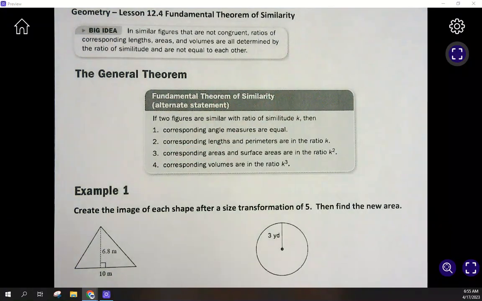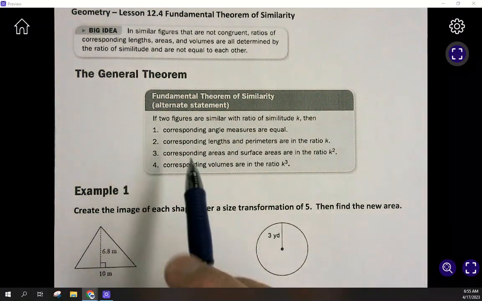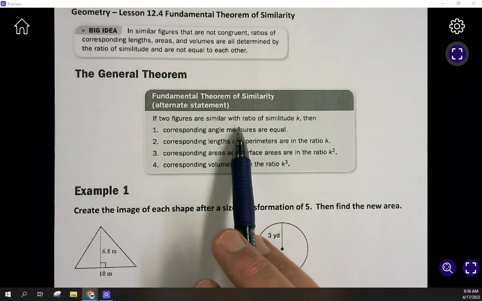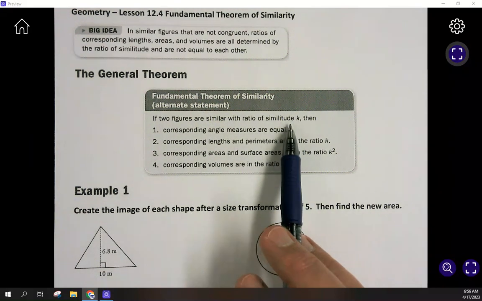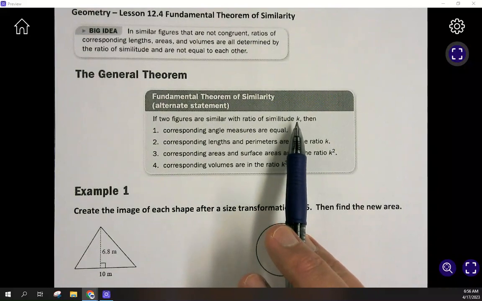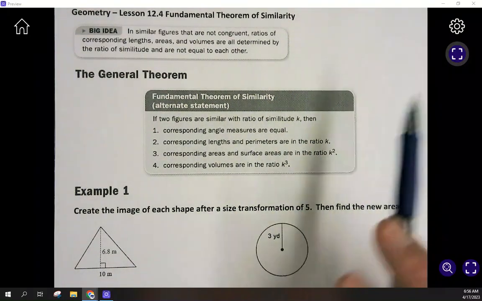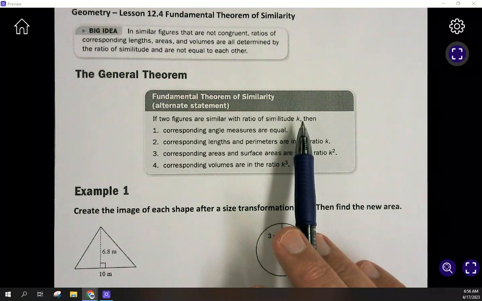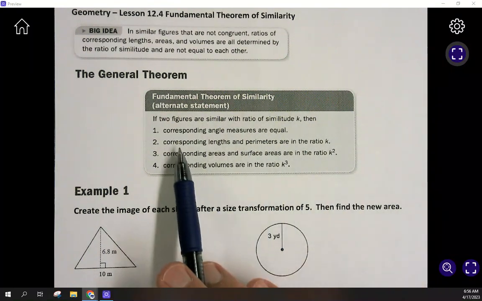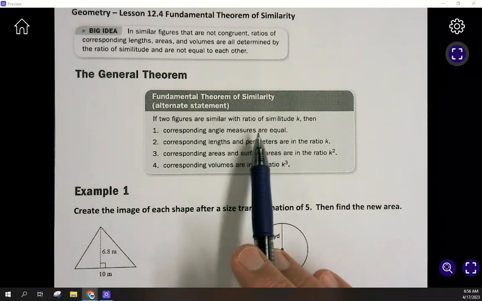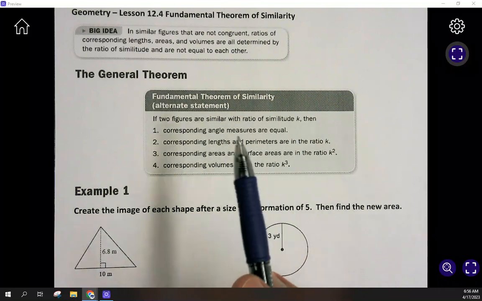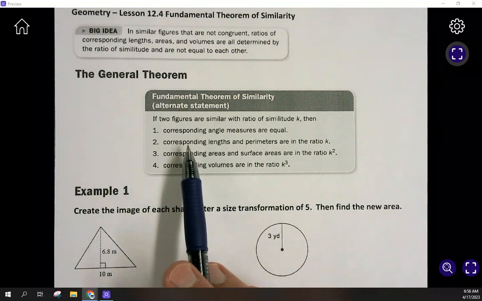Okay, so the general theorem that we're going to look at today says this: if two figures are similar with a ratio of similitude k, remember that's the same as scale factor, that's the proportion that the sides are going to be in. It's what you're multiplying to get from one to the other. Then we always know that corresponding angle measures are equal. The angles don't change when we enlarge or shrink something.